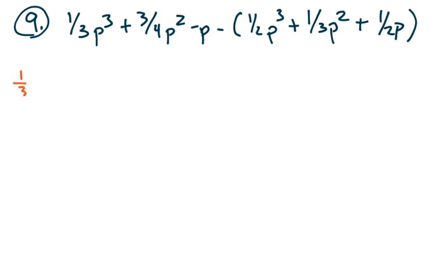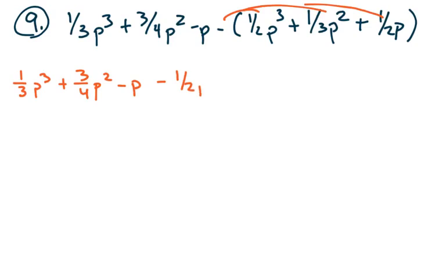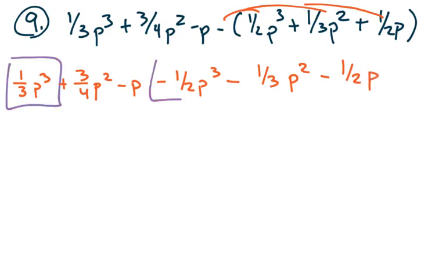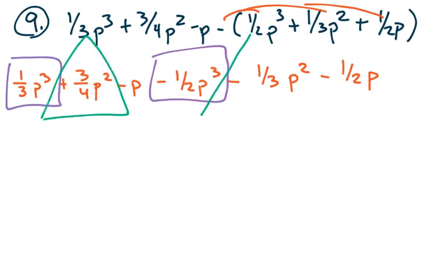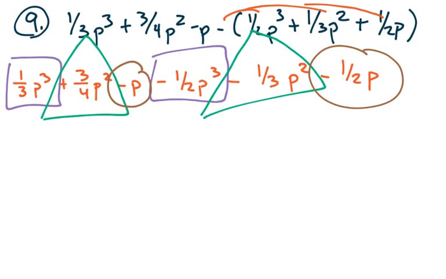So we're going to have 1/3 p cubed plus 3/4 p squared minus p. We're going to distribute the negatives into all of these. So this is going to be negative 1/2 p cubed minus 1/3 p squared minus 1/2 p. So we're going to put the p cubes together. We're going to put the p squareds together. And we're going to put the p together.